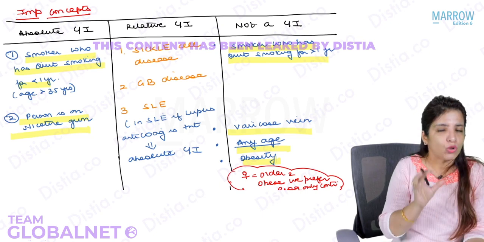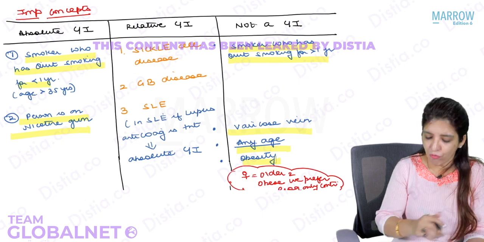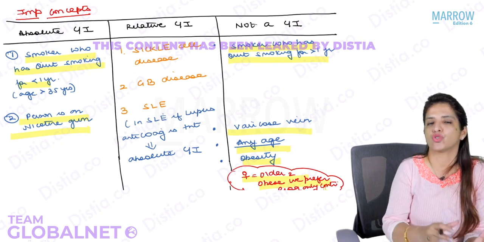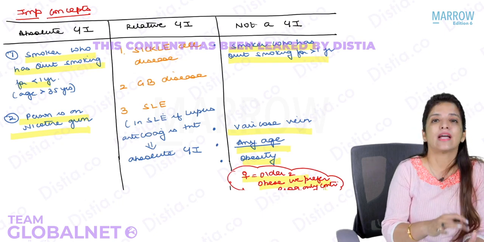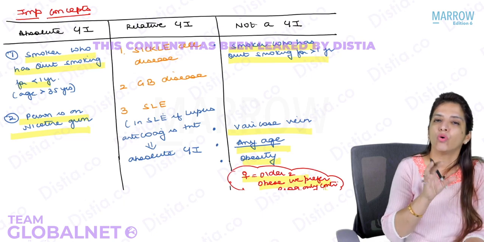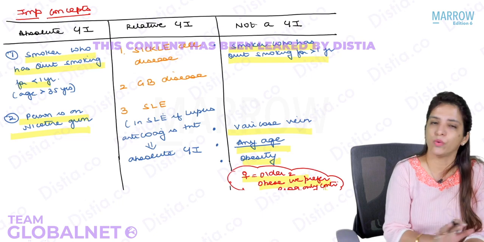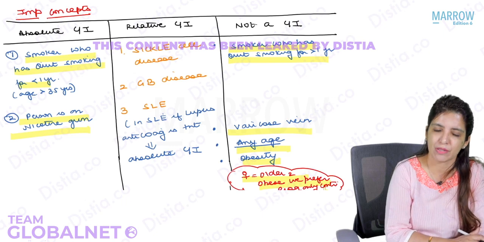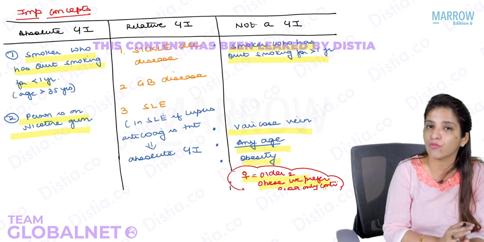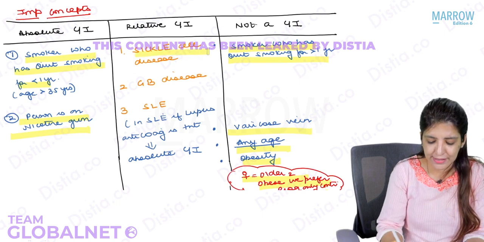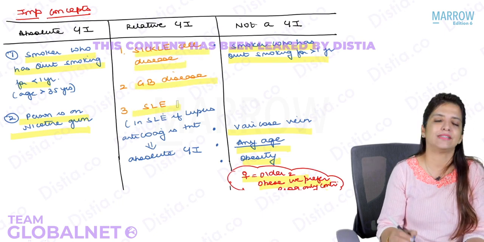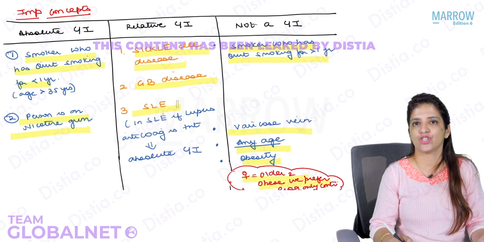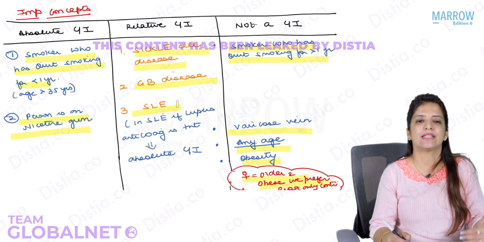But yes, although they are not absolute contraindications, in females who are older and females who are obese, we prefer using progesterone only contraceptives. It is not that in obese females and in older females, oral combined pills is an absolute contraindication. No, it's not, but we prefer using progesterone containing contraceptives. Now, there are 3 important relative contraindications which you have to remember: sickle cell disease, gallbladder disease, and SLE.